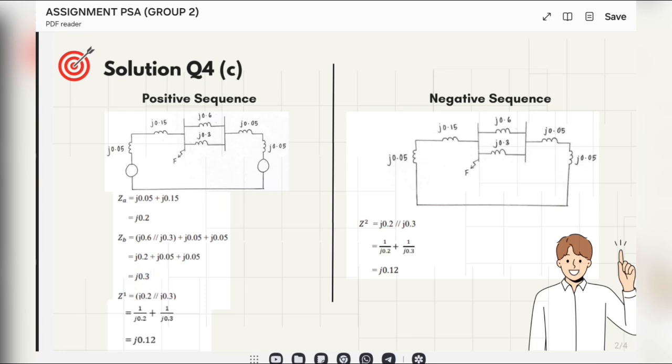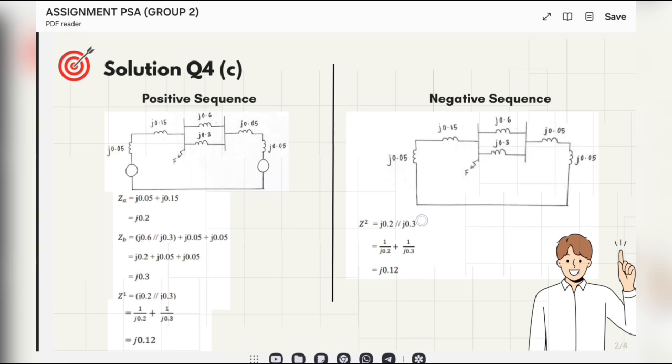So after we have this answer and this answer, we have to parallel both impedances and find the answer for positive sequence. So we get the answer J0.12 for the positive sequence. So next, we move to negative sequence. The negative sequence does not have the generator symbols, but the arrangement of the circuit is the same as the positive sequence. So the answer will be the same as positive sequence.